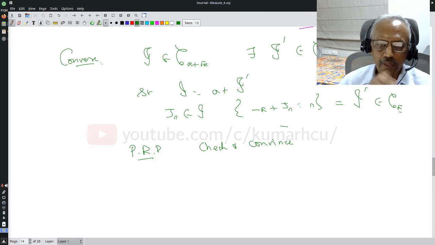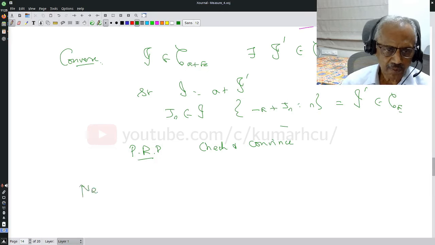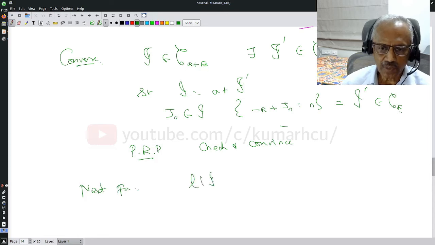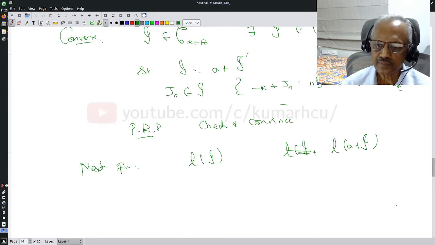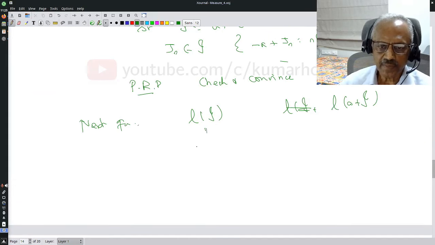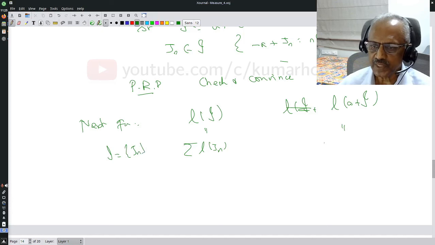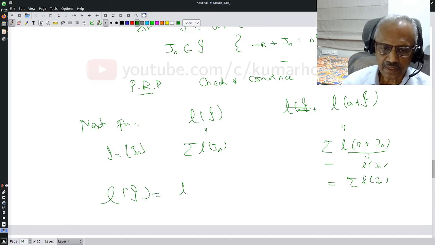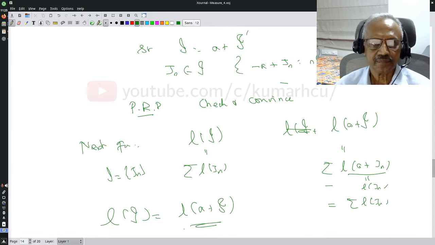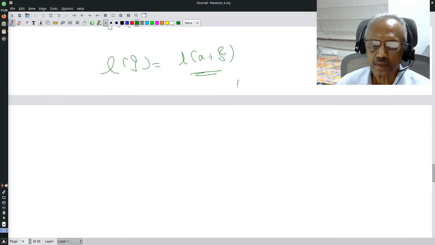Okay, so now next thing comes. Now next question is, what is the relation between length of I and length of A plus I? That's the way I denoted. Okay, what is length of I? Length of I by definition is length of Jn, if my I is the collection Jn. And this by definition is length of A plus Jn. But remember, length of A plus Jn, we already know, is each one of them equal to length of Jn. Therefore, what I have concluded? Length of I is length of A plus I. Okay. Pause. Review. Proceed.